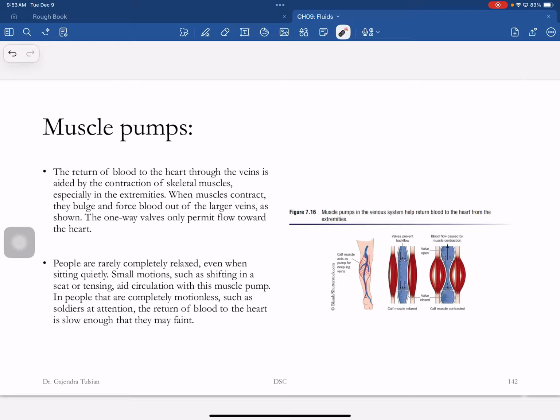People are rarely completely relaxed, even when sitting quietly. Small motions such as shifting in a seat or tensing aid circulation with the muscle pump.